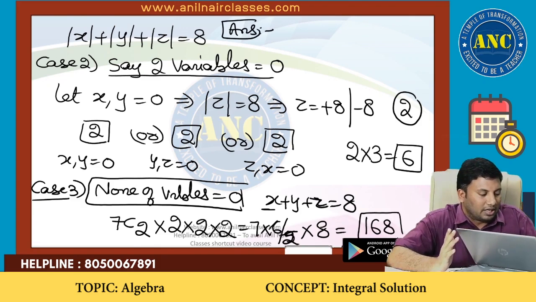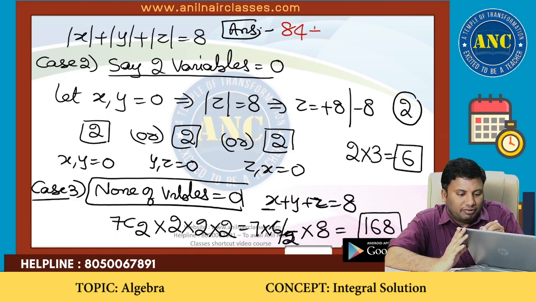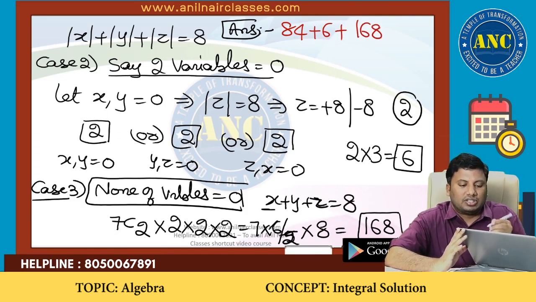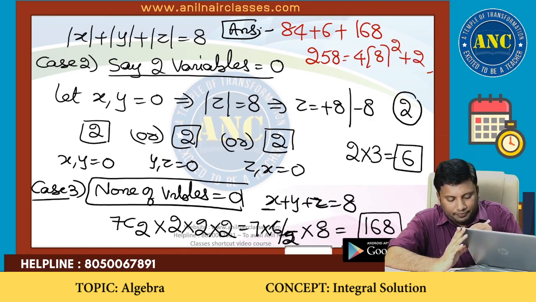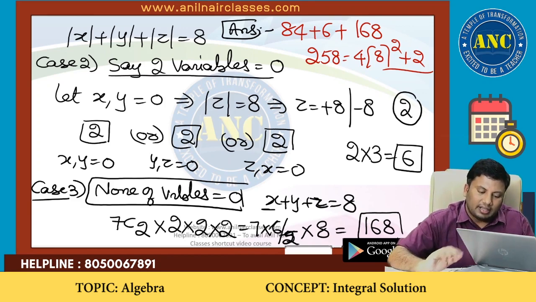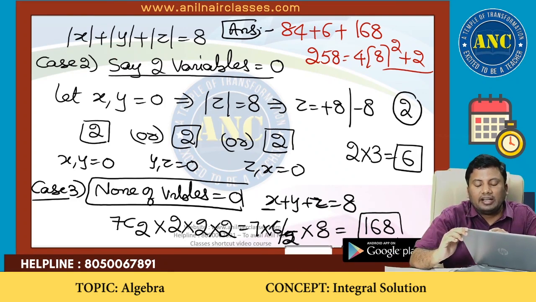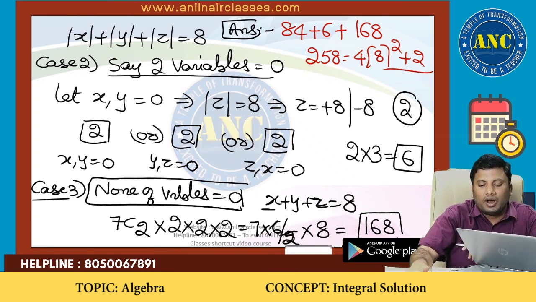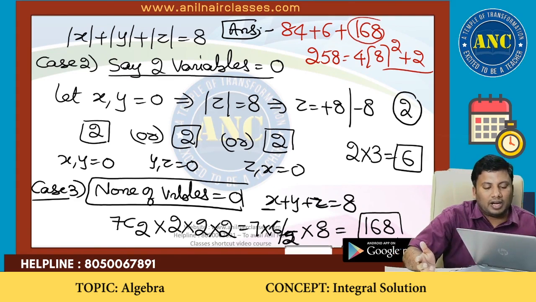So what will be the answer? Case 1 it is 84, case 2 it is 6, case 3 it is 168, which is 258, which is nothing but 4 into 8 square plus 2. How did I get this? If you add 84 plus 6, that is 90, plus 168. So here you take 4 common and you derive it.